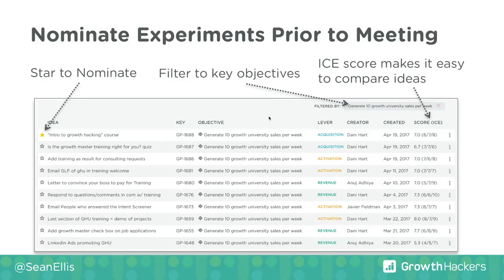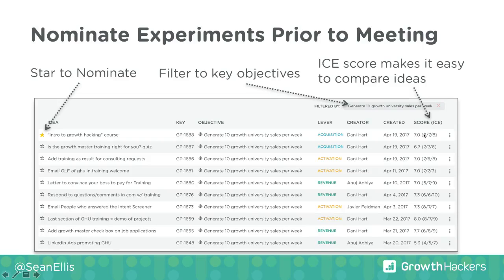And again, each person on that core growth team, each person who's an expert in growth, is going to get their own list where they can look at that backlog and bring a short list of ideas to your weekly meeting. So they might do sorting by an ICE score. So what are the easiest ideas?